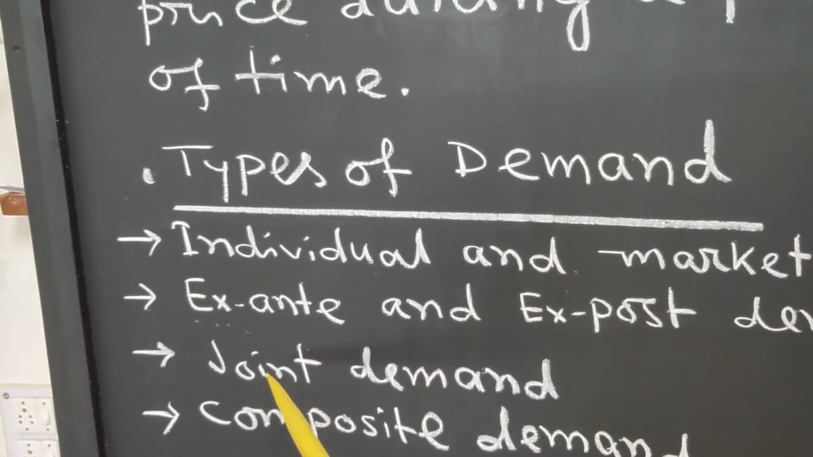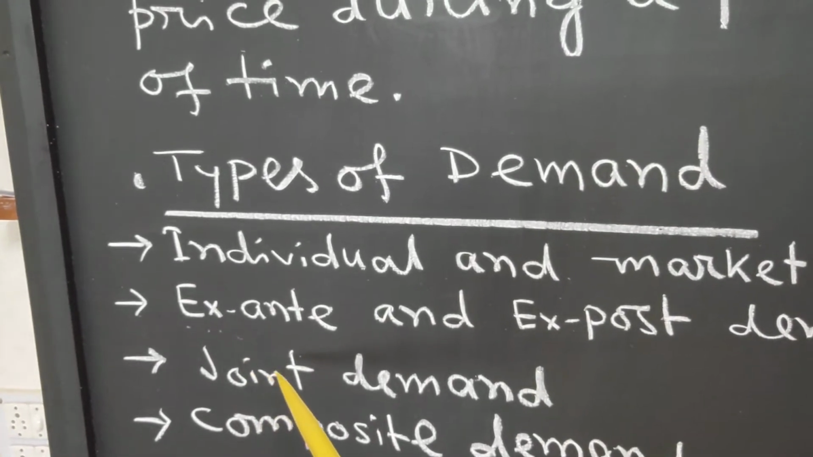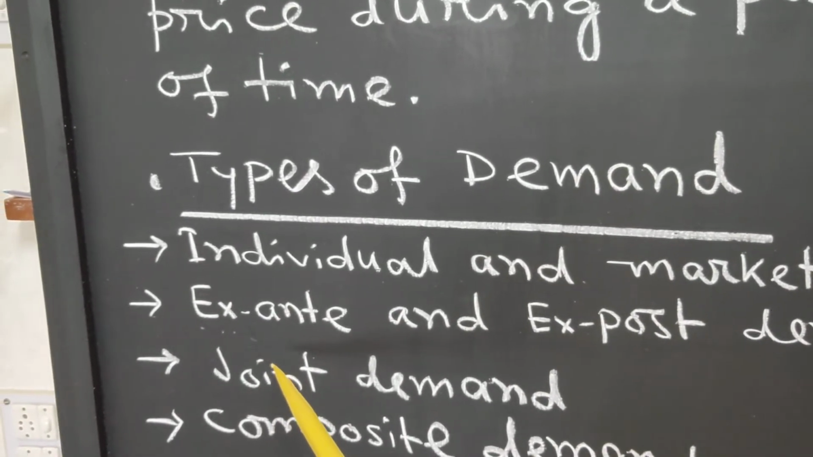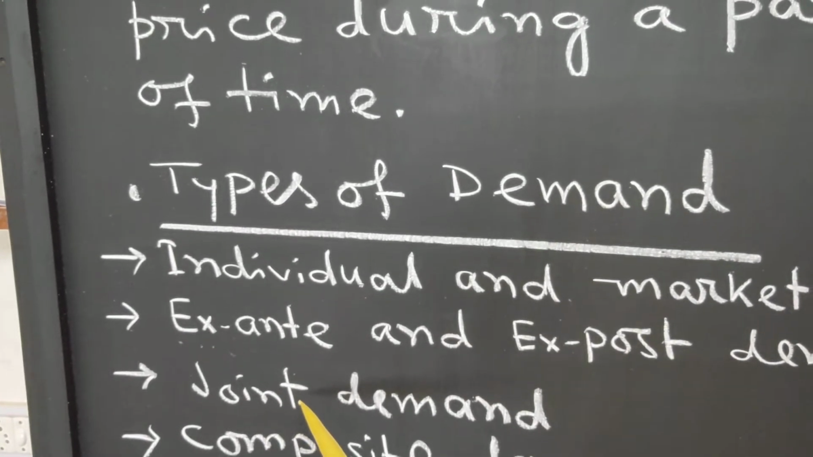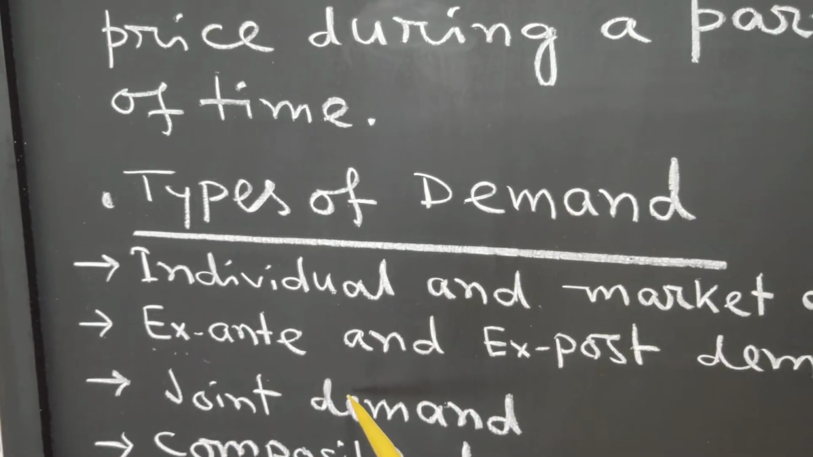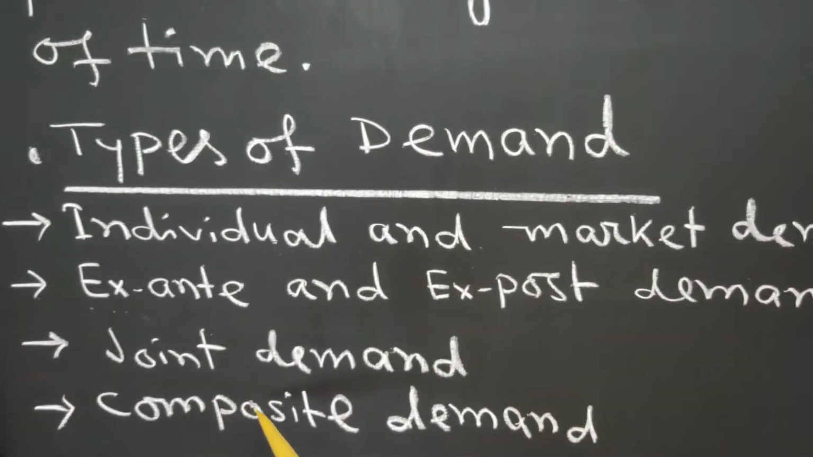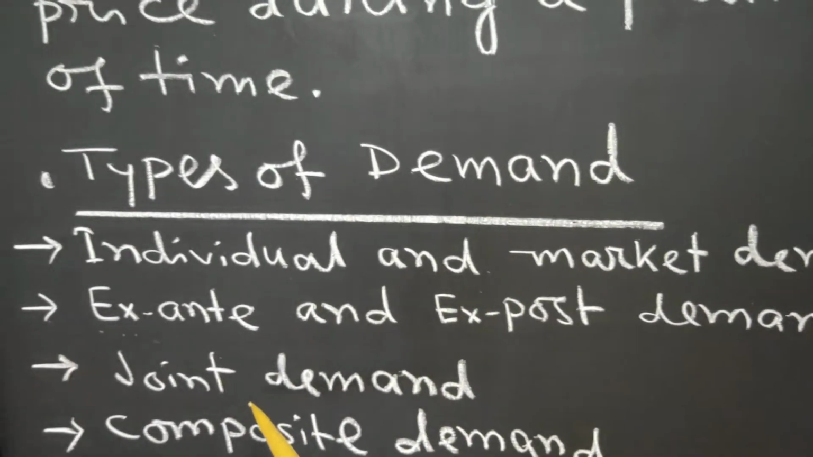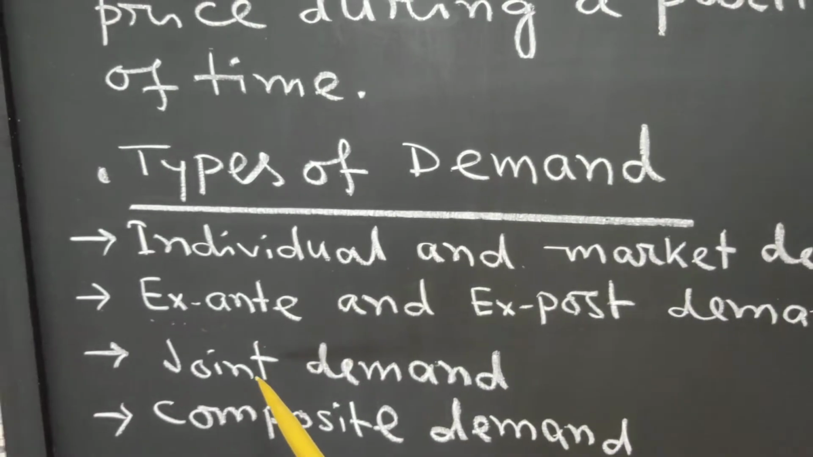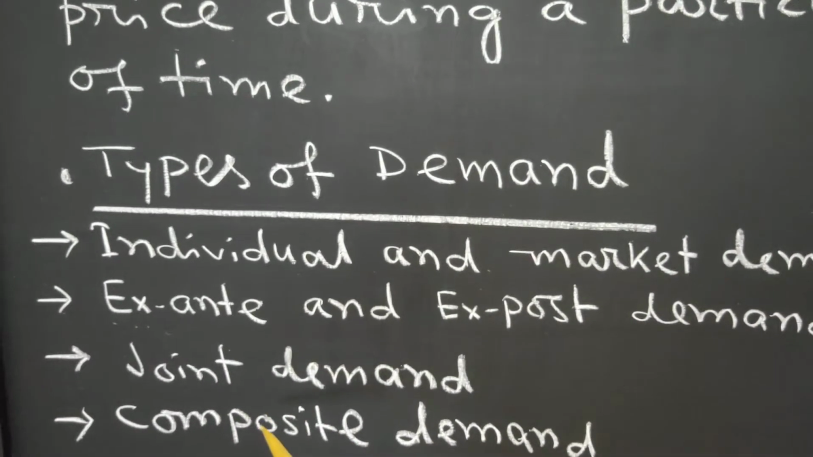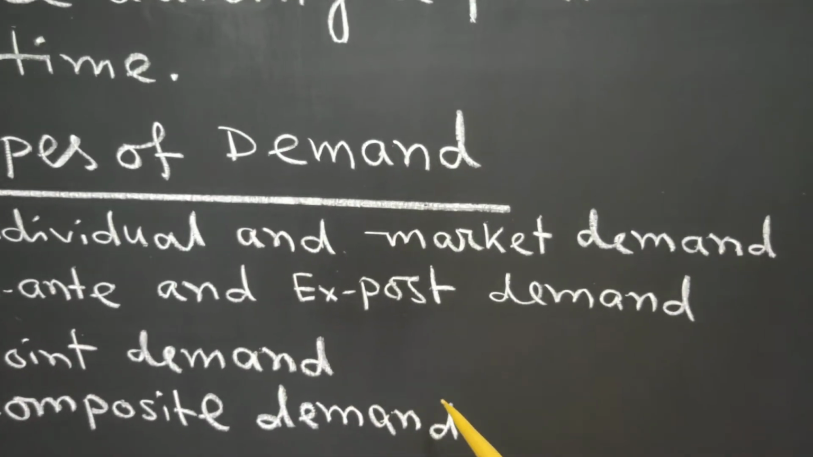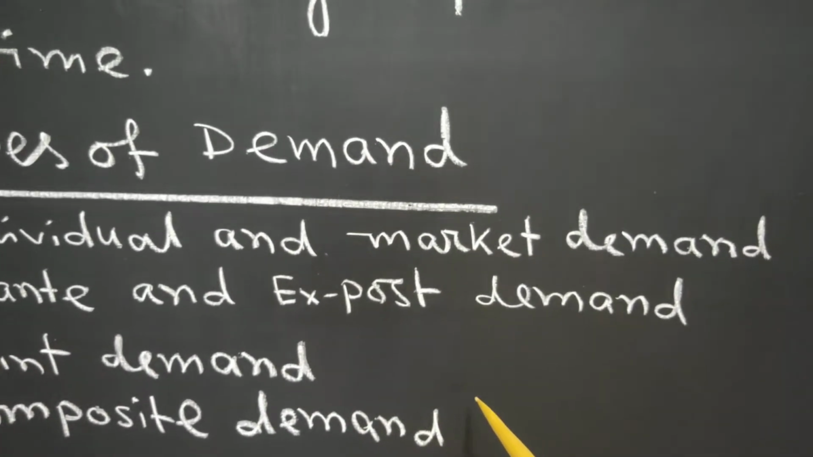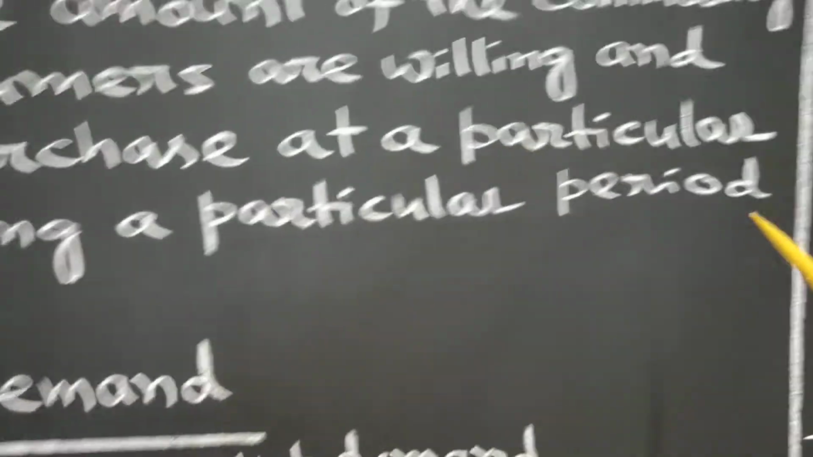Next, joint demand. Joint demand means jointly demanded. That means complementary goods. Pen and ink, both you have to purchase together. Now, composite demand. That means some goods available in the market have several uses, for example electricity, steel, coal, milk, etc.